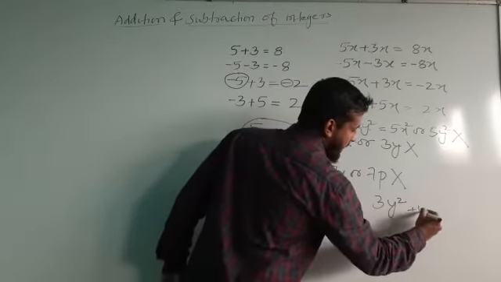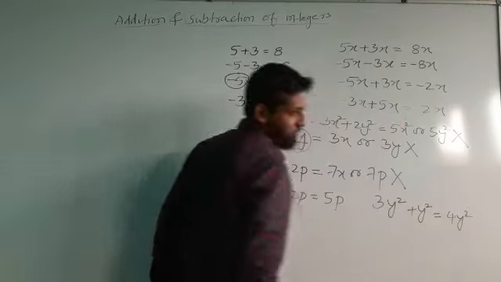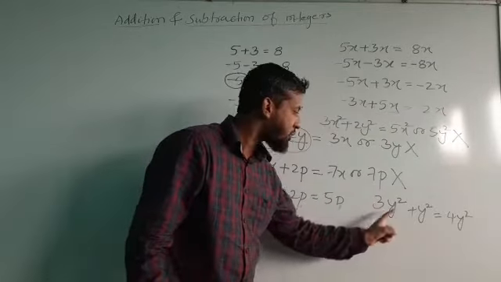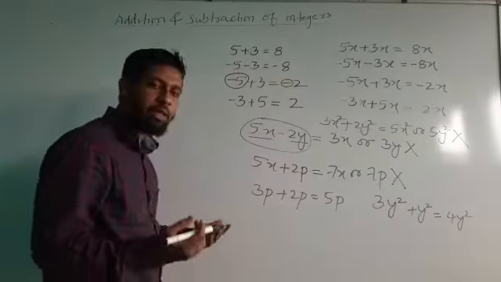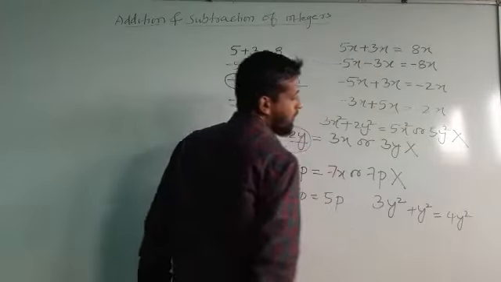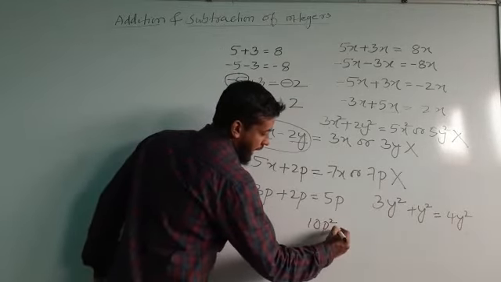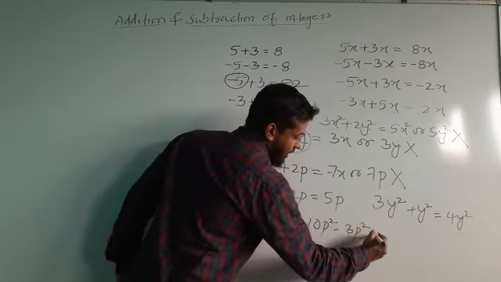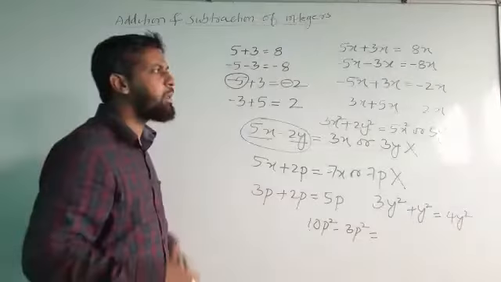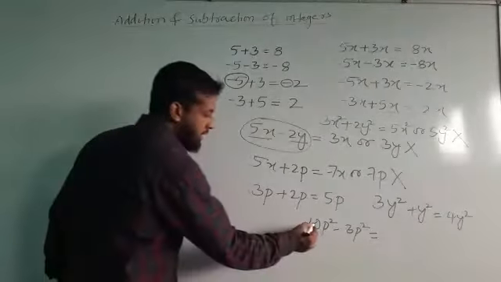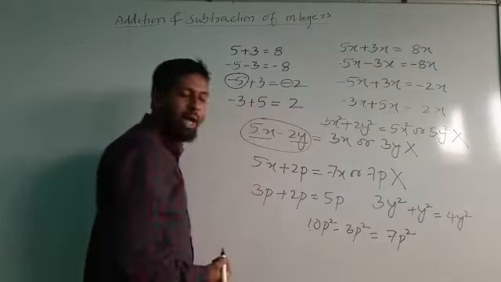3y square plus y square will give you 4y square. They are like terms. 3y square plus y square, both are like terms. Like terms can be added, can be subtracted. 3y square plus y square will be 4y square. Suppose 10p square minus 3p square. They are like terms. Both have variable p square. It means it can be subtracted. 10p square minus 3p square will give you 7p square.